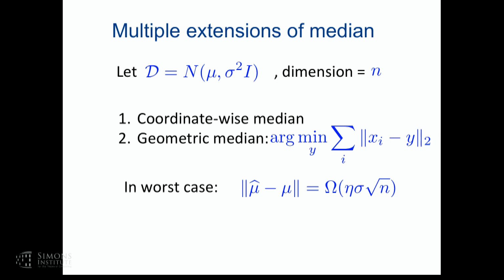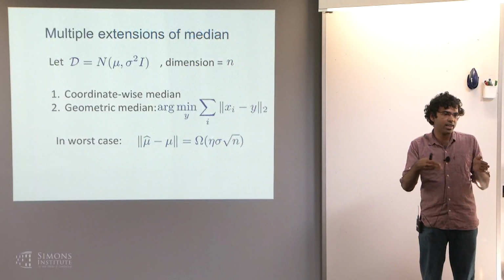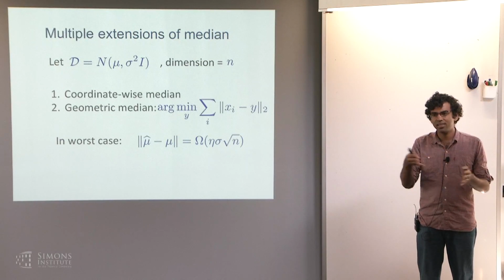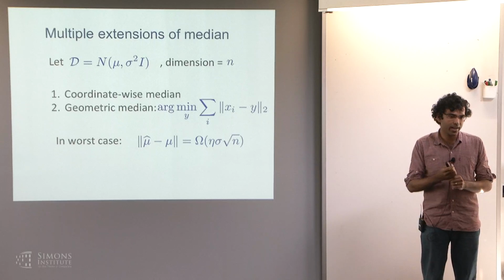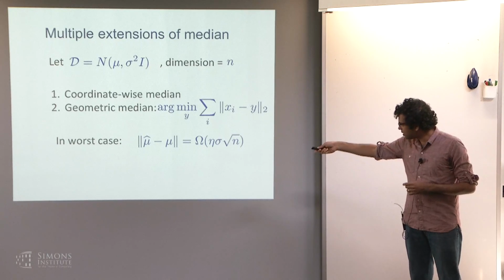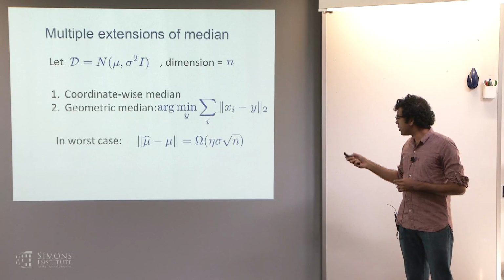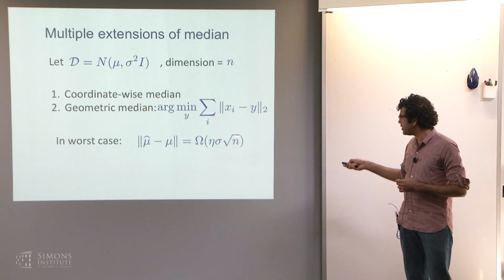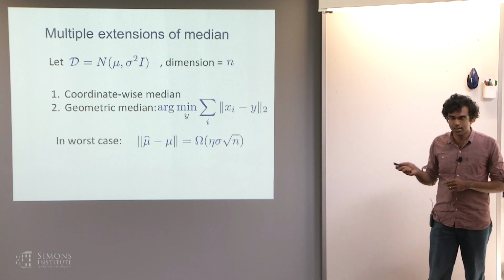Both of these can be shown to have a square root n dependence on the dimension. For the coordinate-wise median, it is easy to show that it achieves square root n by a 1D argument, because in each coordinate direction we incur an error of eta sigma, and since there are n directions, it will have a square root n dependence. So both of these will achieve this bound. It's not just a lower bound.